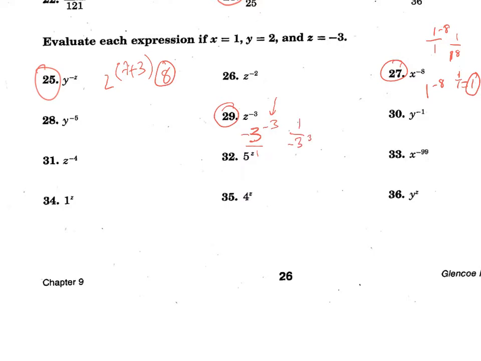And then negative 3 to the third power, what would that be? Negative 3 times negative 3 times negative 3. Well, negative 3 times negative 3 is positive 9. And 9 times negative 3 is negative 27. So there's our final answer.